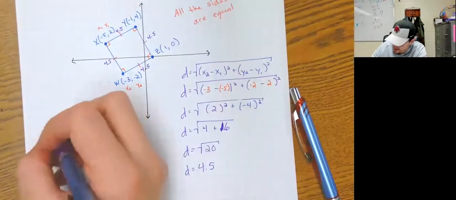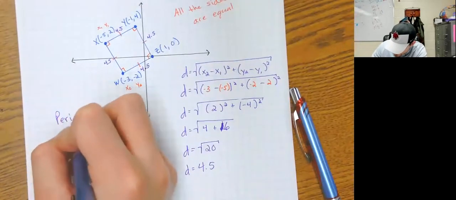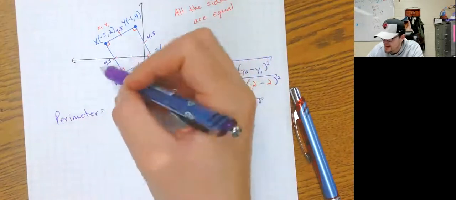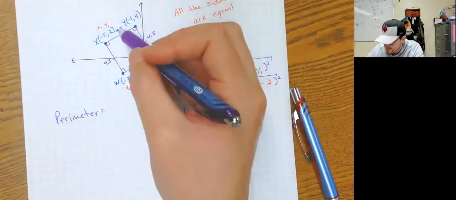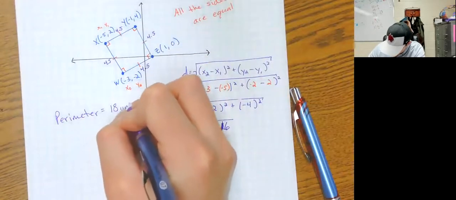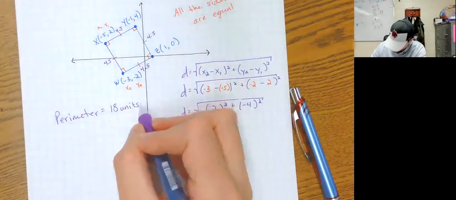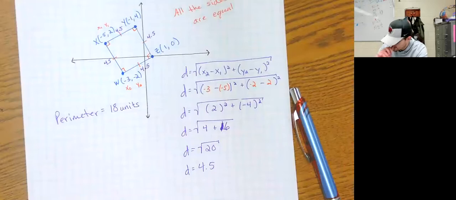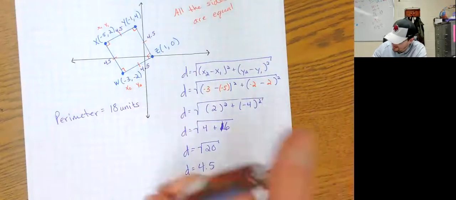So if I want to find the perimeter, all I need to do is add all these up. So 4.5 plus 4.5 plus 4.5 plus 4.5, and I will get 18 units.